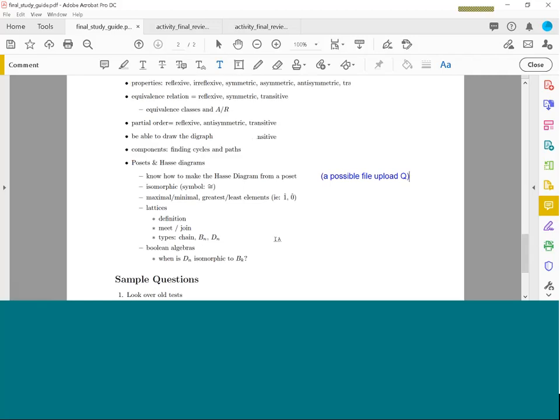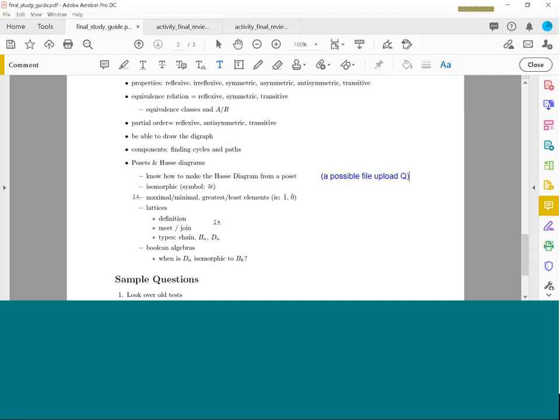Something you should expect to see that was the same as on test 3. That last question on test 3 that talks about Boolean algebras. You should expect to see something either exactly the same as that question or very, very similar to that question on the final exam. And you'll probably get something similar to these guys right here as well.